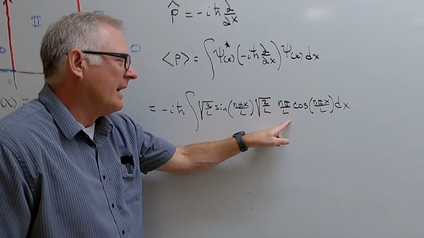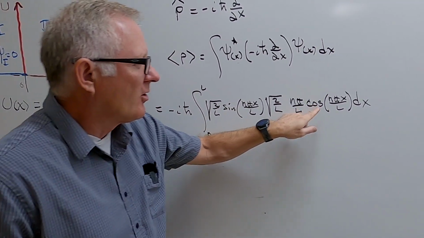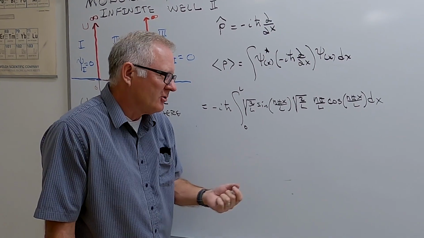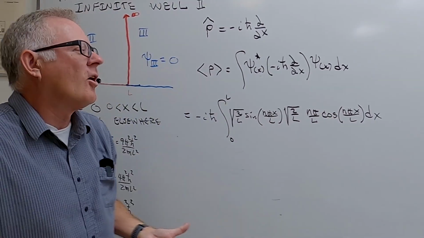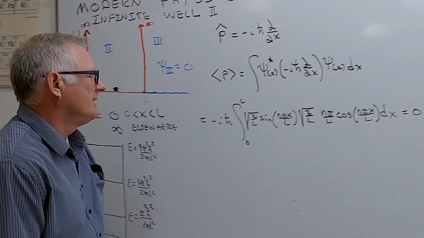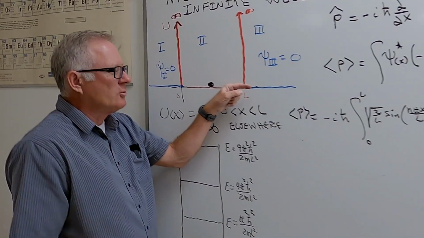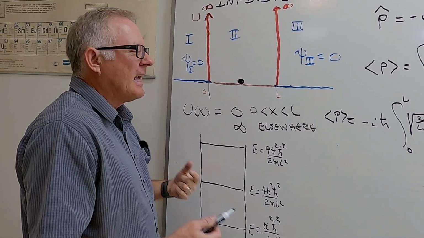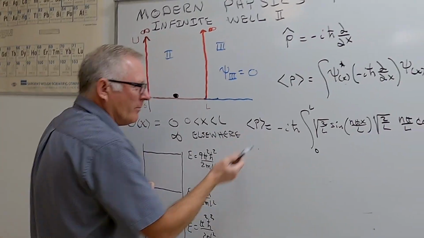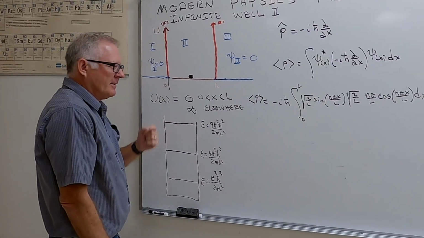Well, I can pull out the n pi over L, the square root of 2 over L's, and bring all that out in front. And what we're left with is the sine of n pi x over L cosine n pi x over L. And you remember when we did the Fourier series, that's why that was such an important lecture, the sine cosine integral was always 0, even when the n and m's were the same. So this is 0, this average momentum. But that makes sense because half the time the particle is going this way and half the time it is going that way. So it can't be going one way more often than the other. So anytime you have a bound state, the average momentum has to be 0. This is going to be true for all bound systems. Okay, the average momentum is 0.